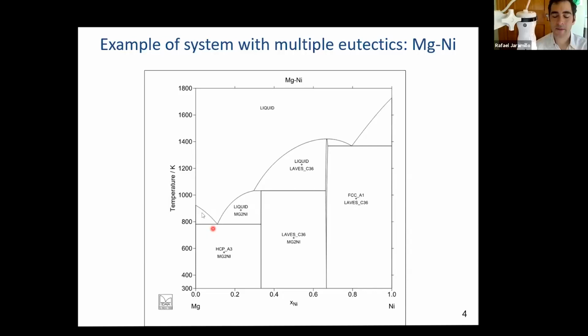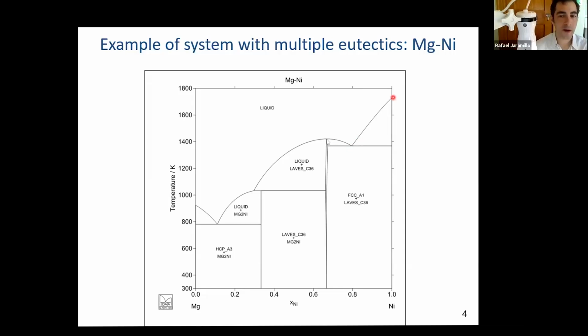And here's a nice example. This is an example of a system with multiple eutectics. You don't have to just have one. So here is the magnesium nickel system. Nice clean phase diagram, but it has multiple eutectics. So here's a eutectic between magnesium and this magnesium 2 nickel solid phase. And here is a eutectic between, well, there's this, we'll come to intermediate phases, we'll get there. But there's a solid phase here that melts congruently, and there's a eutectic between that phase and pure nickel.